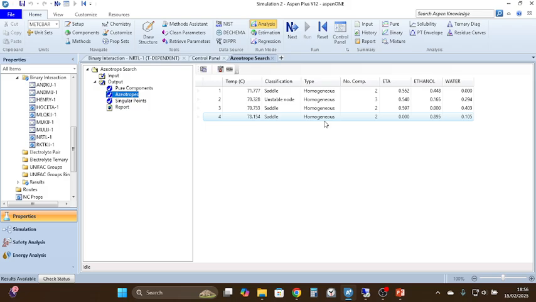Homogeneous is a miscible liquid mixture. Okay, and what will heterogeneous be? Heterogeneous is immiscible. Yes, you are right.